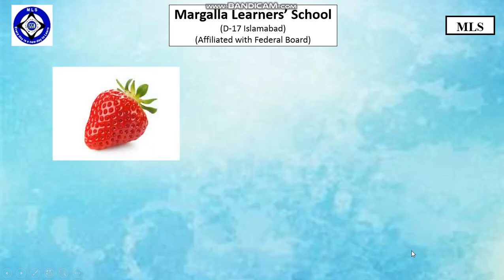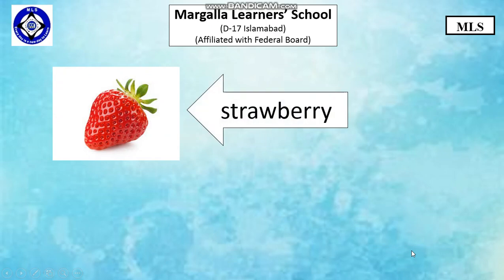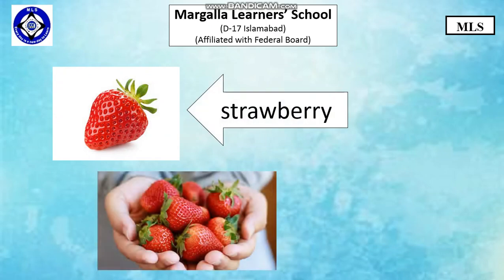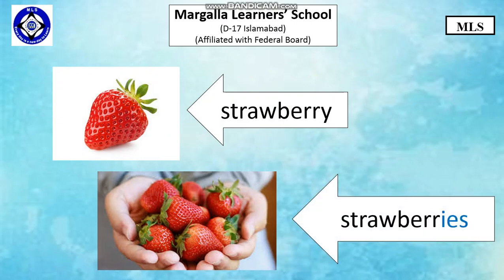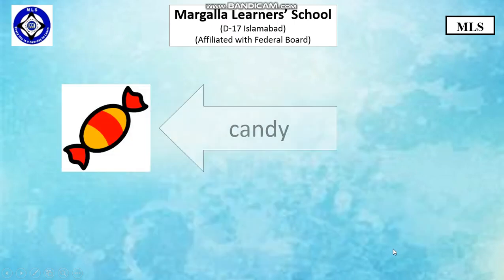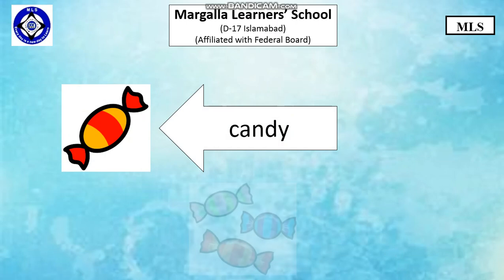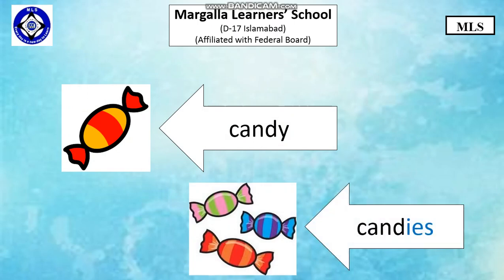Now let's come to the third one, which is a strawberry. The plural of strawberry is strawberries. So the singular is strawberry and the plural is strawberries. Now let's come to the last one, which is a candy. When there is more than one candy, there are candies. So the singular is candy and the plural is candies. Very good.